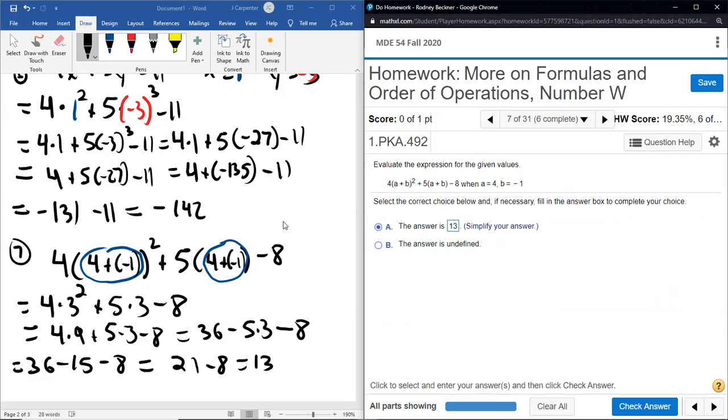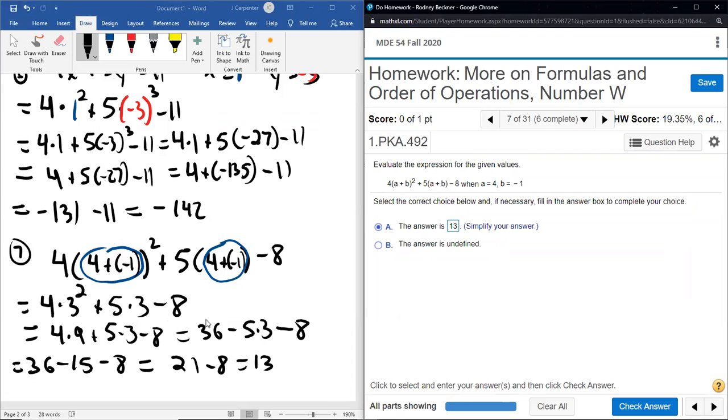4(a + b)², 5(a + b) - 8. A is 4, the b is negative 1. So the 4 plus the negative 1 should be a 3. So that's 4 times 3 squared, and then a 5 times a 3. We have our minus 8. All right, then we do our exponents. So that should be the 9. 4 times 9 plus 5 times 3 minus 8. The 4 times the 9 gave us a 36. The 5 times a 3 gave us a 15.